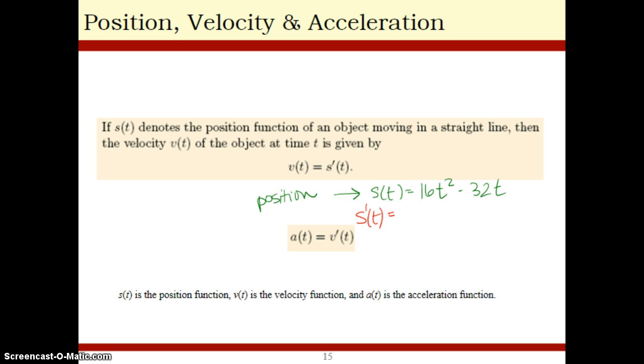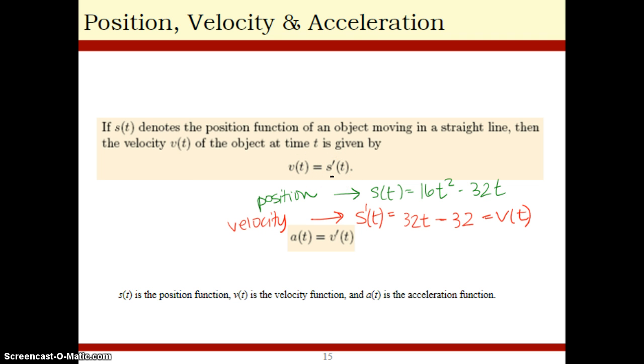32t minus 32. This is going to give you the velocity of the object at that instantaneous point in time. So this s prime of t is the same thing as saying v of t. So that's what they're talking about right here.